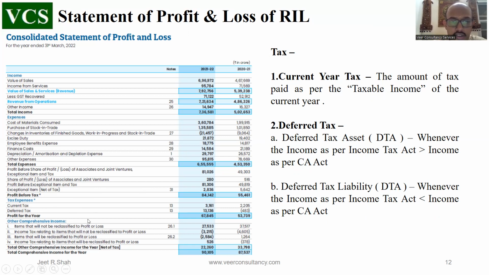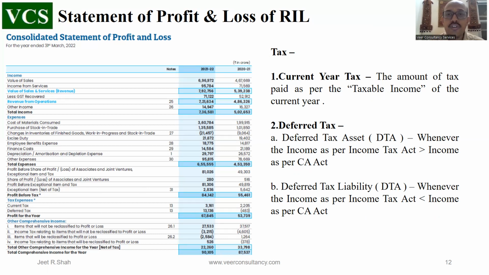Other is a deferred tax, that is 13,136 crores. So what is current tax? The amount of tax paid as per the taxable income of the current year. Please remember, the account that you are seeing in the annual report is the accounting as per the Companies Act. However, the tax is charged on taxable income computed as per the Income Tax Act.